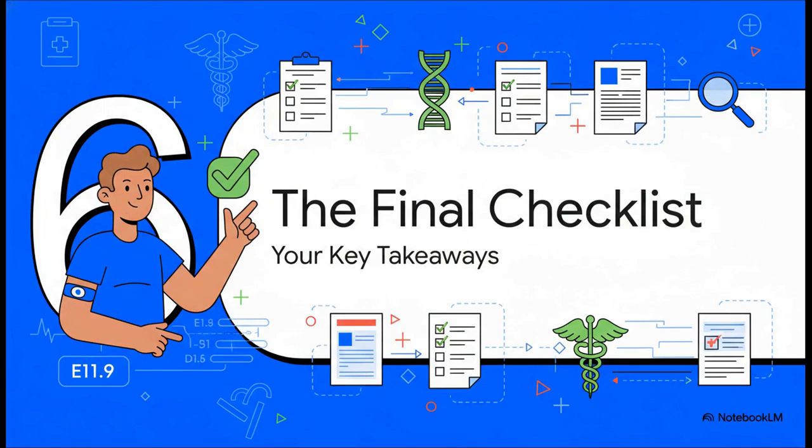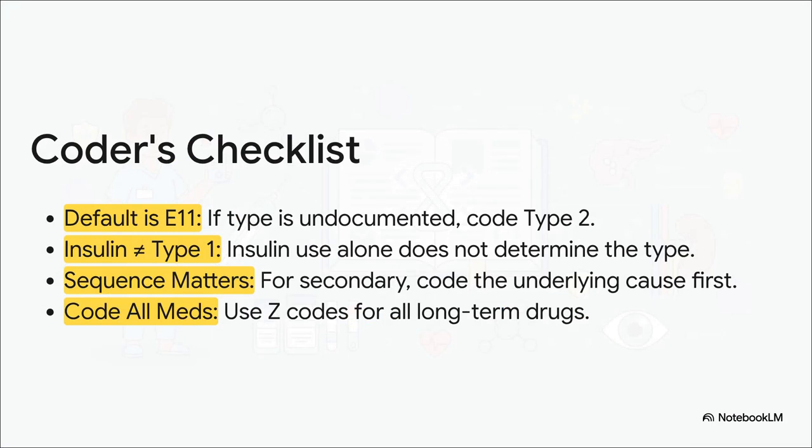Wow, we have covered a ton of ground, from the basic types all the way to complex sequencing rules. So now, let's just boil it all down into a final checklist. These are the 4 key takeaways you can start using on your very next chart. Here they are, the 4 rules that will keep your diabetes coding on point.